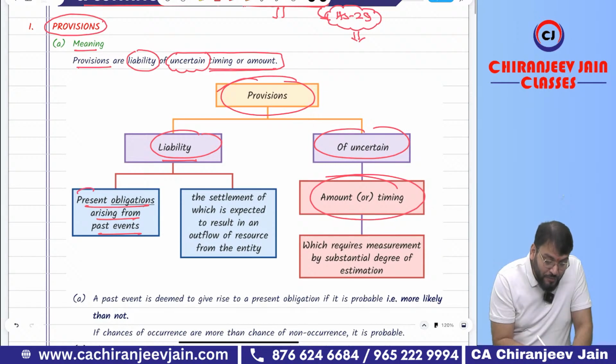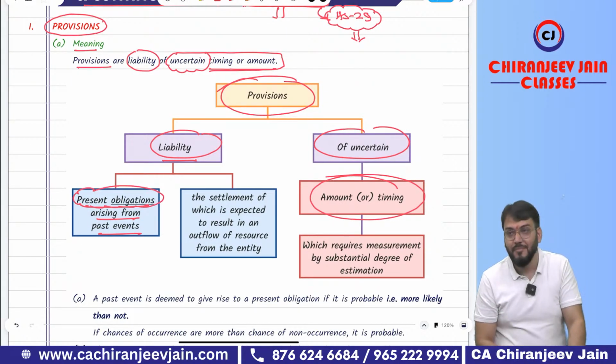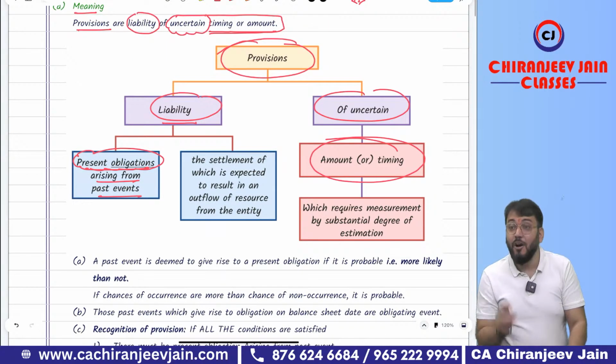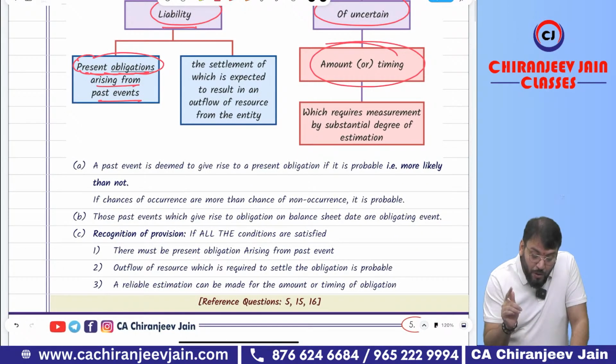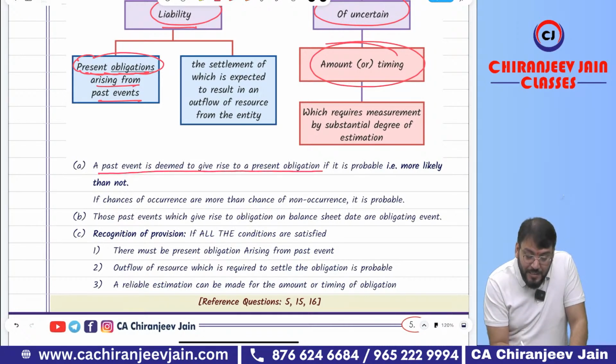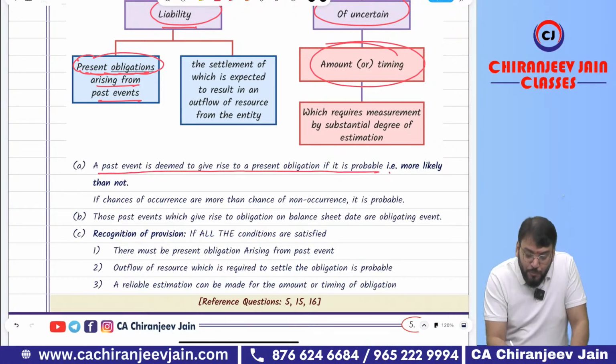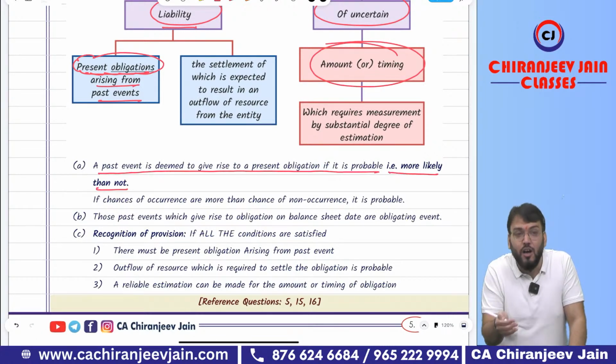Present obligation means whenever obligations are probable on reporting date, that obligation becomes present obligation. A past event is deemed to give rise to present obligation if it is probable. Probable means chances are more than 50%, or we can say it is more likely than not. Chances of occurrence of that event are more than chances of non-occurrence of that event.